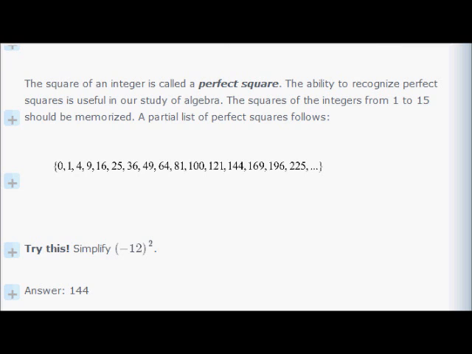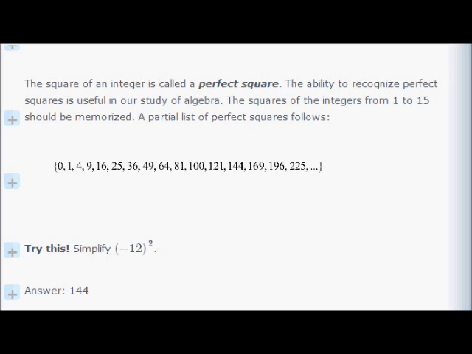So 0 squared is 0, 1 squared is 1, 2 squared is 4, 3 squared is 9, 4 squared is 16, and so on. 25, 36, 49, 64, 81, 100, 121, 144, 169, 196, 225. So those are the squares of those integers from 1 to 15, and actually 0 as well.